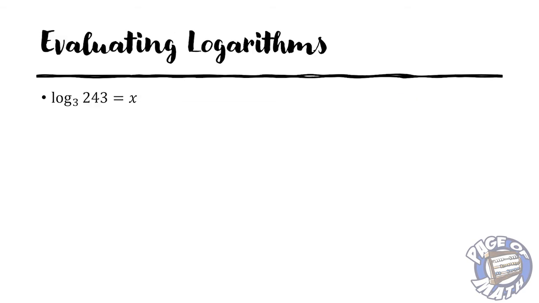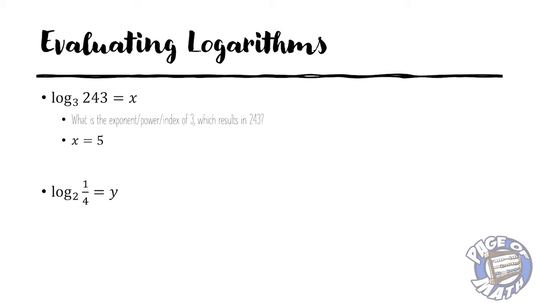We can also evaluate our logarithms. So for example, if we have the log base 3 of 243 and we are asked to find what value that is, we should ask ourselves, what is the power of 3 which results in 243? And if you think about it, you need to multiply 3 5 times to get 243. So that power must be 5. So log base 3 of 243 is 5.